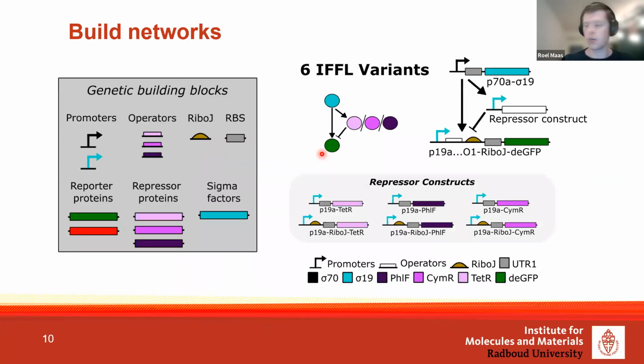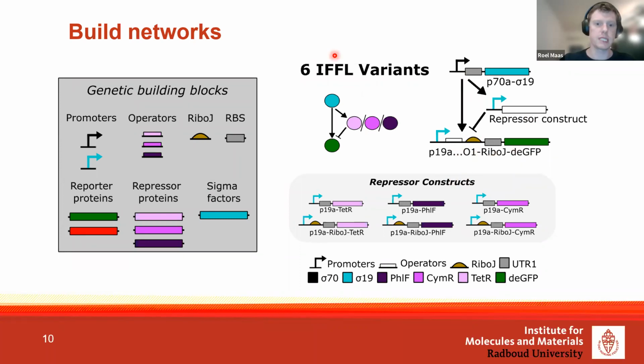So let's start. At first we had to build a network. So we made a small library, and using this library, we made 6 variants of an incoherent type 1 feed-forward loop. So how this feed-forward loop works is that you have an activator, which is over here, that activates the expression of a single reporter gene, while it also activates expression of a repressor, which then in turn inhibits the reporter gene. So we have a direct activation and an indirect delayed inhibition.